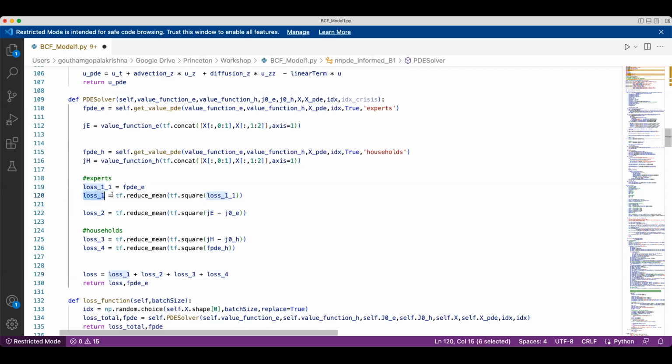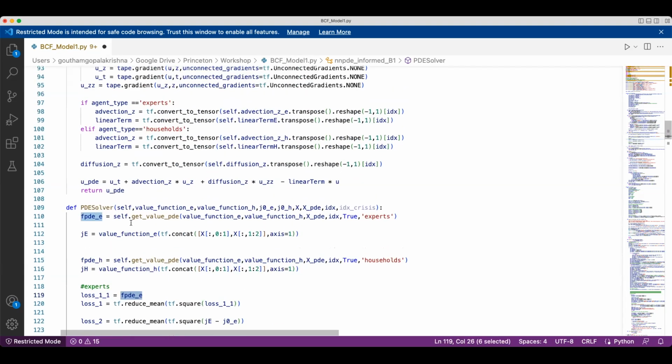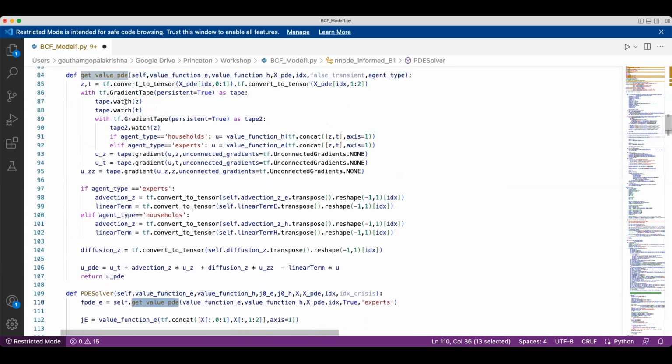This first loss is the mean squared error. tf.reduce_mean just computes the mean error, especially after squaring, if you use tf.square. And this loss 1 is the PD residual here. The PD residual is computed by calling the function that you wrote earlier.